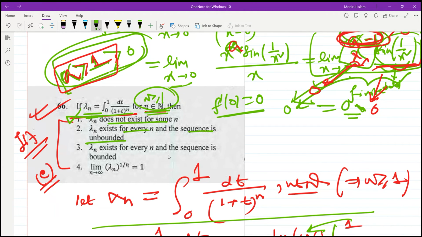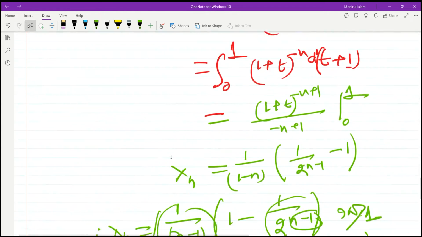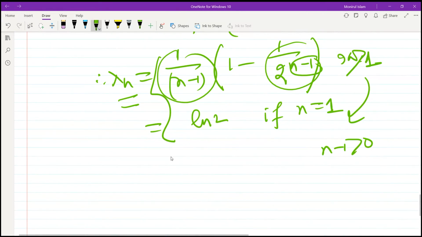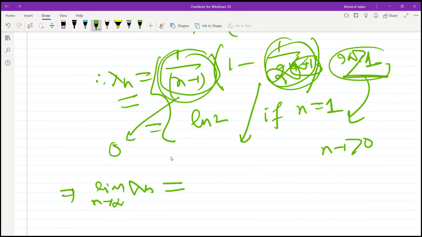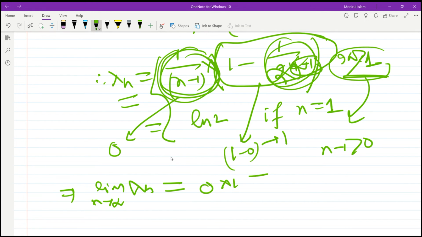Okay, so you have to check the boundedness now. So you have to find the limit as n tends to infinity of lambda n. What will this lambda n be? Okay, see, if you take n to infinity, in the case n greater than 1, this part 1 over n minus 1 tends to 0. In this other part, 1 over 2^(n-1) tends to 0, so 1 minus 0 means this tends to 1. So this part tends to 0, and this part tends to 1. So what will be the product limit? 0 times 1, so this is 0.